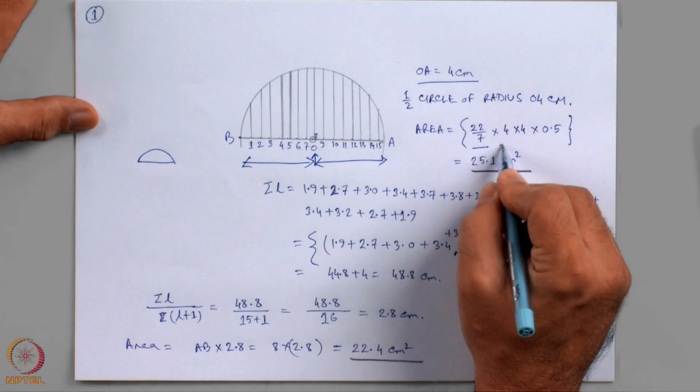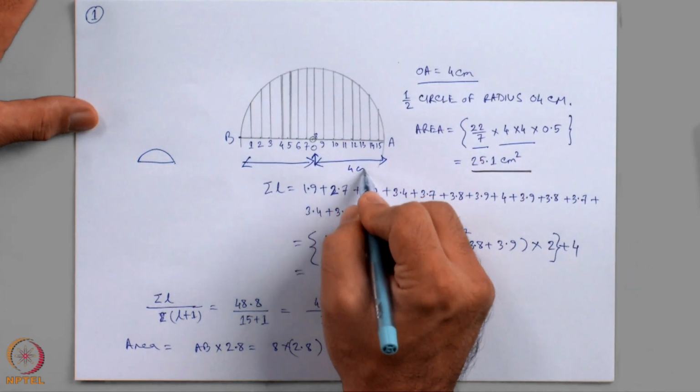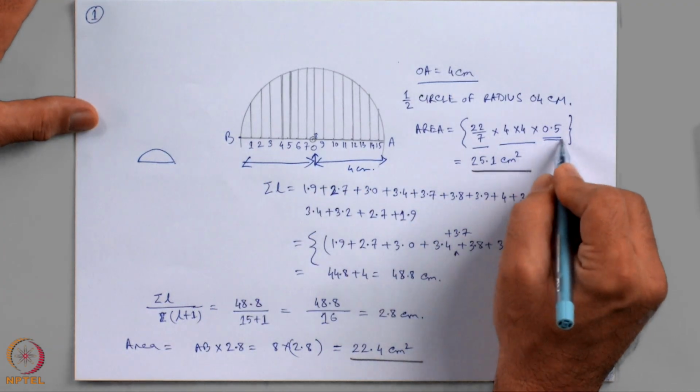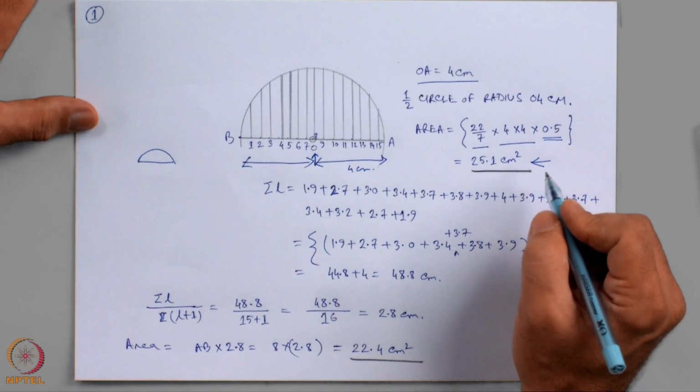Pi multiplied by r square. So, 22 divided by 7 multiplied by 4 centimeter radius multiplied by 4, and since it is half circle, multiplied by 0.5, it turns out to be 25.1 centimeter square.